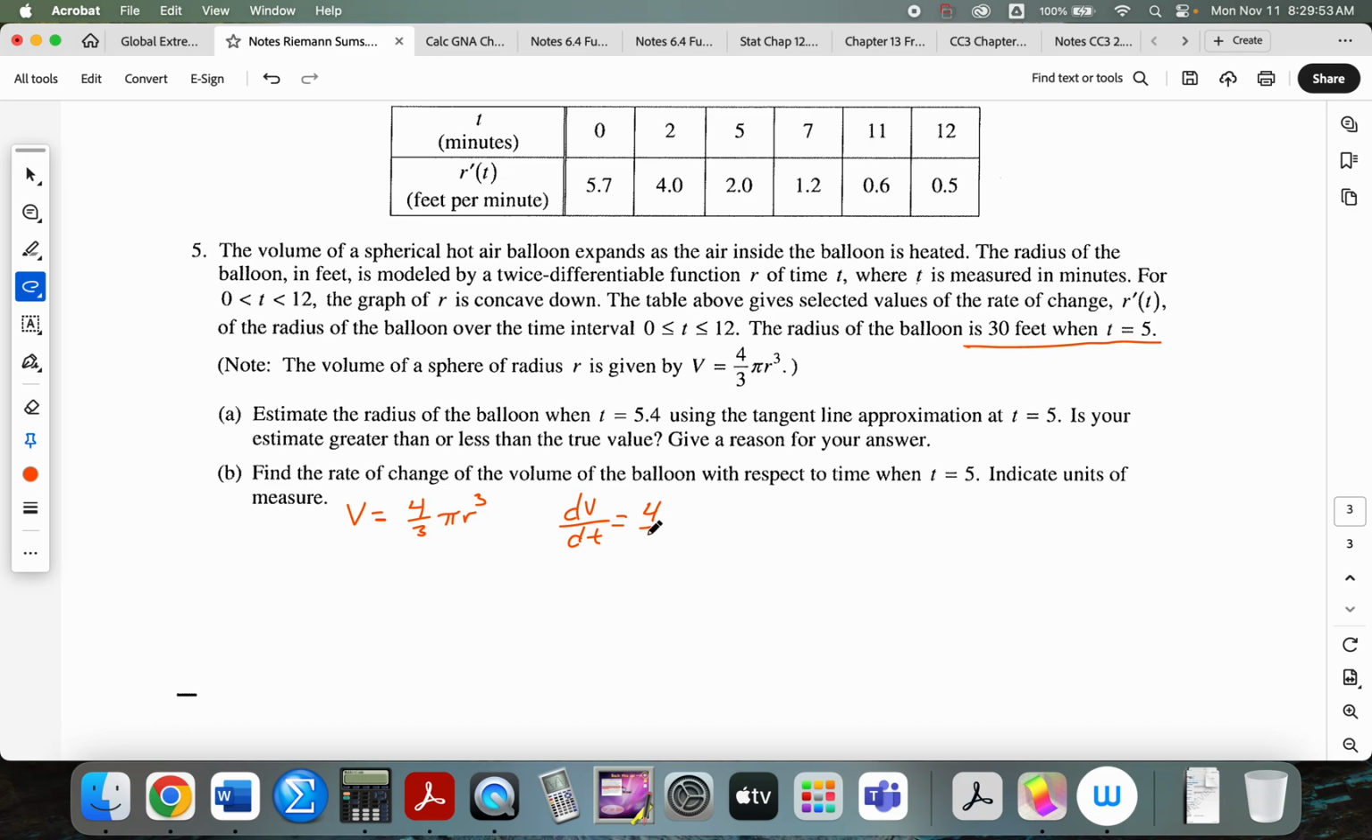So it's going to be 4/3 pi times 3 r squared times dr/dt. The 3's happily cancel. And we know that dr/dt at 5 is 2. This is 4 pi times 2 squared.